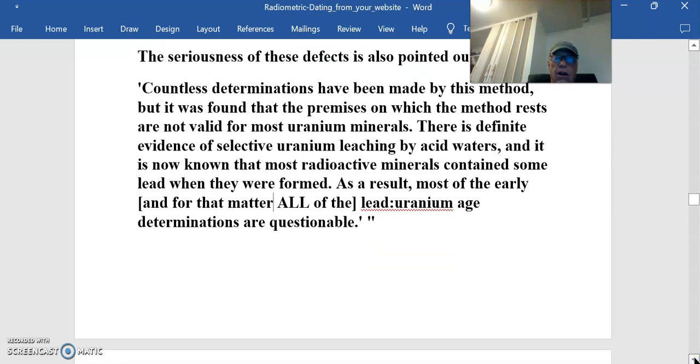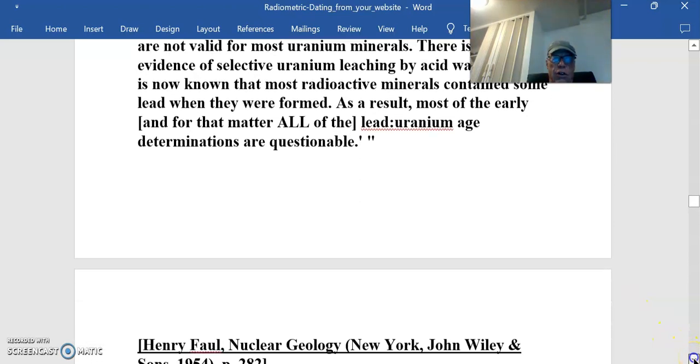And we don't know which is which, since there's some natural lead that can be everywhere, and also in the uranium sample that you're looking at. And maybe that part existed because it was separated physically. I mean, the rocks you're looking at have been around supposedly for millions or billions of years. As a result, most of the early, and for that matter all, of the lead-uranium age determinations are questionable. These are scientists who are on the side of an old Earth.